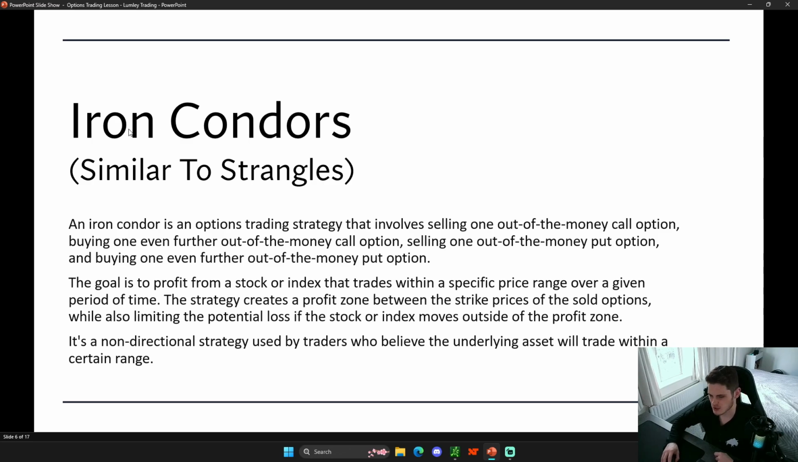Iron condors, not something I personally ever used, but it is still a big strategy. So we'll go through this, but what it involves is selling one out of the money call option, and then buying another one even further out, and doing the same on the put side. Now, the point of iron condors is if you expect the market to stay flat. We were talking about market neutral strategies where you can make money if the market doesn't move, that's when you use an iron condor. It makes money basically if it doesn't move outside of the range that you create.